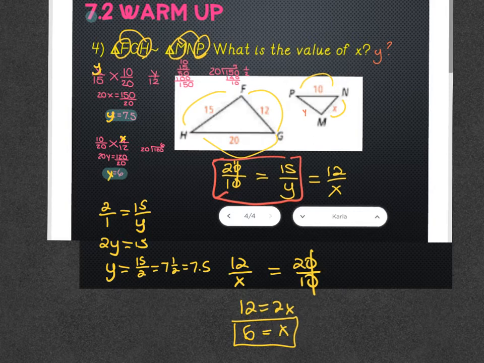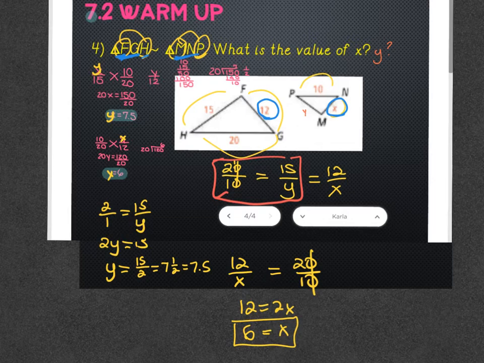Because 12, think about it, right? 12 is FG. FG is the first and the second letters. Should match MN. So 12 goes with x. And then 15 went with y. And obviously 20 goes with 10. So this is, again, like the second half of your quiz.